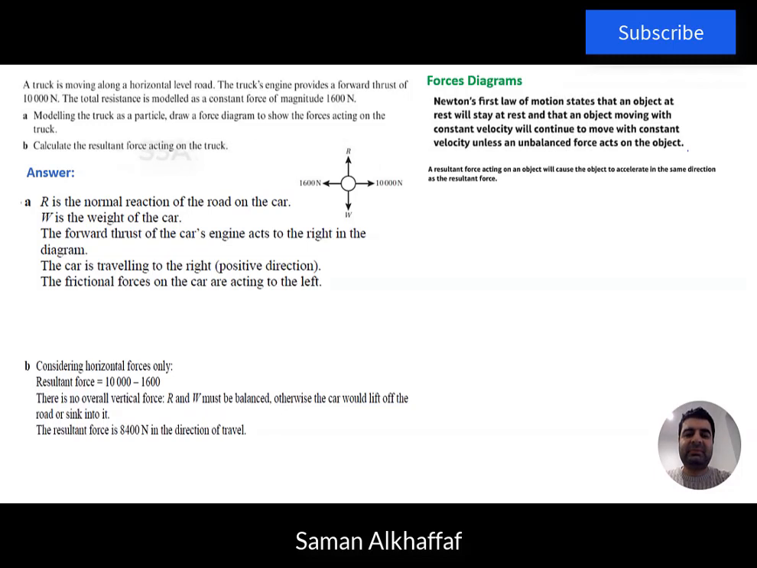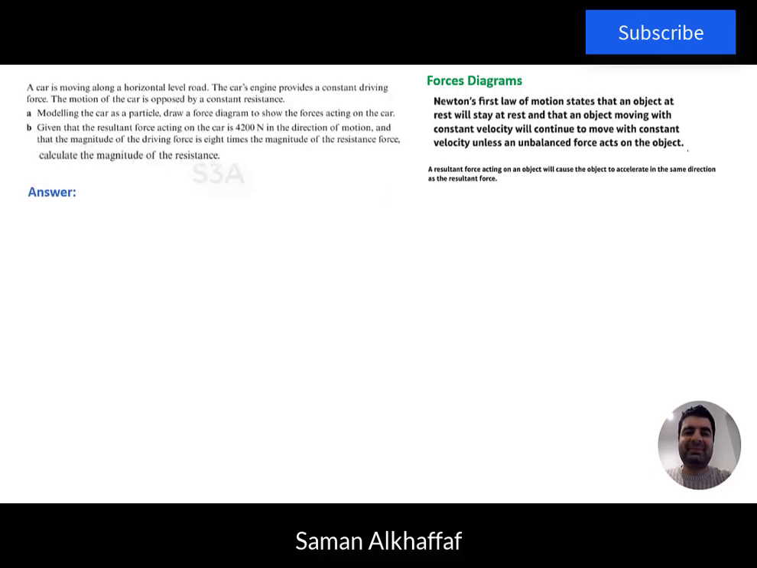In this example, a car is moving along a horizontal level road. The car's engine provides a constant driving force. The motion of the car is opposed by a constant resistance. For part A, modeling the car as a particle, draw a force diagram to show the forces acting on the car. So in this scenario, we'll start with the forces acting on the vehicle, which is the weight in the downward direction, normal reaction upward.